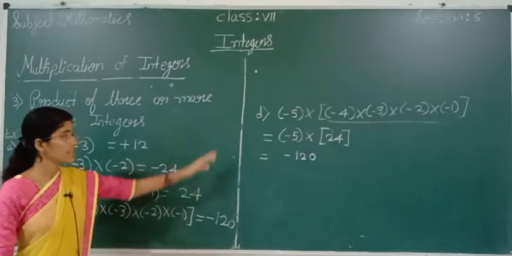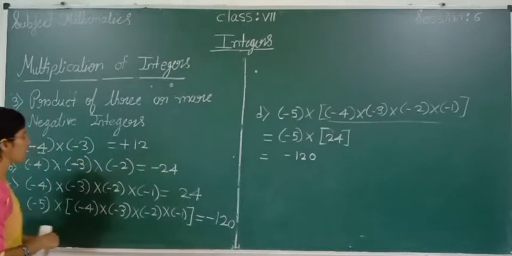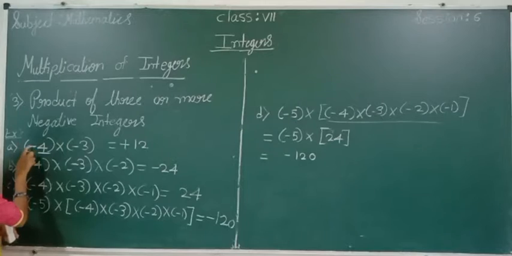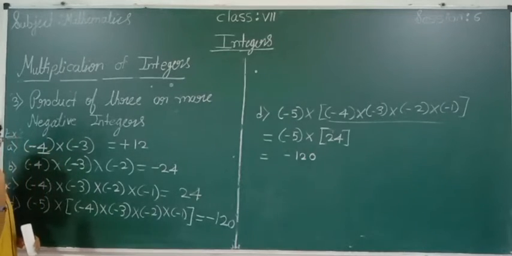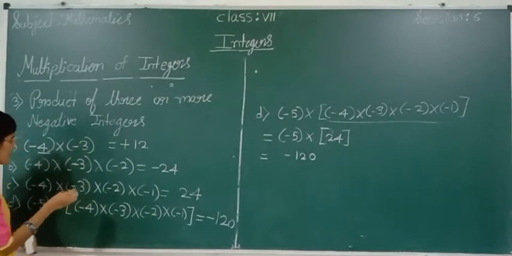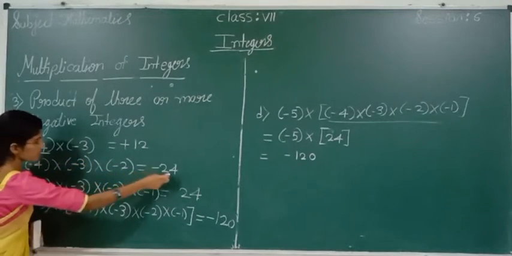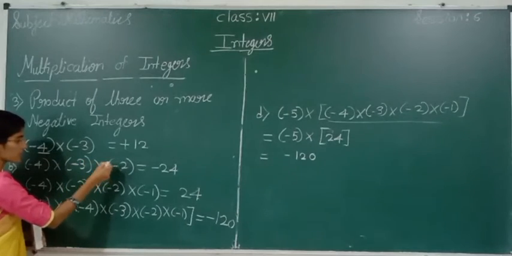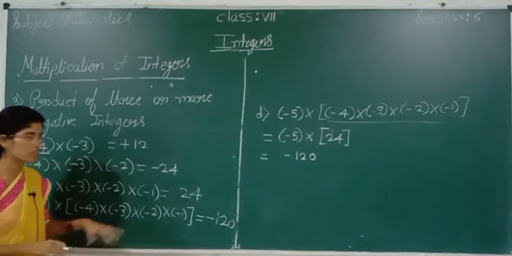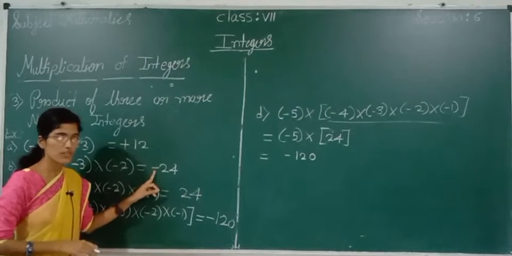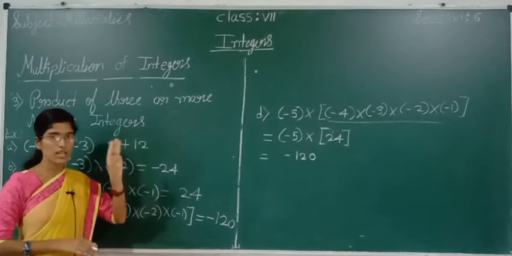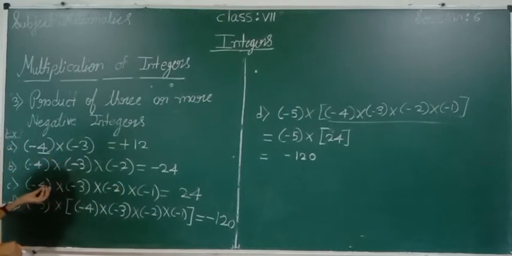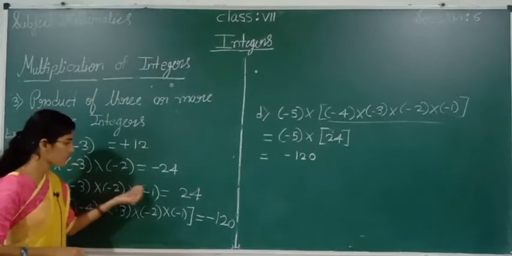See here, instead of doing all this, what you have to do? Multiply 4 into 3, 12 directly. Here 1, 2. 2 is an even number. Even means plus. Here 4 3s are 12, 12 2s are 24. Directly you multiply. If 3 negative integers are there, 3 is an odd number. It will come minus. See, 4 3s are 12, 12 2s are 24, 24 1s are 24.